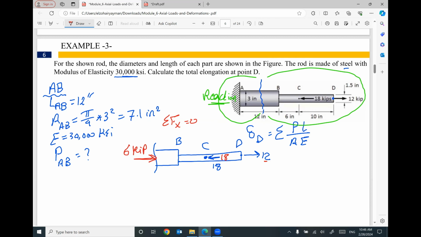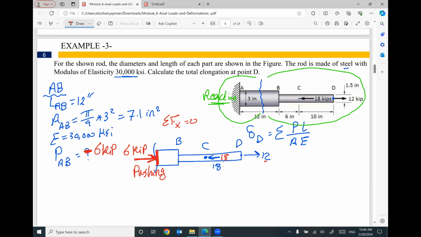So 6 plus 12 will be in equilibrium with 18. So the applied force in part AB will be negative. Negative means compression because this force is pushing the cross section. So it will be compression. Compression means negative 6 kip.